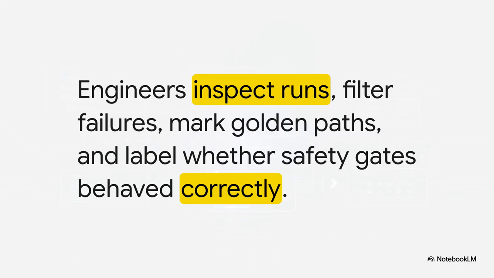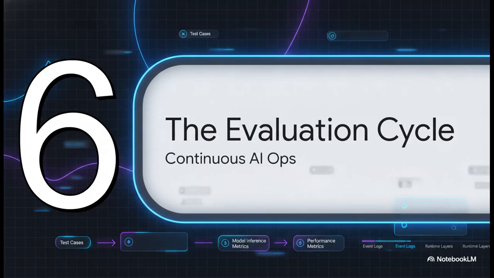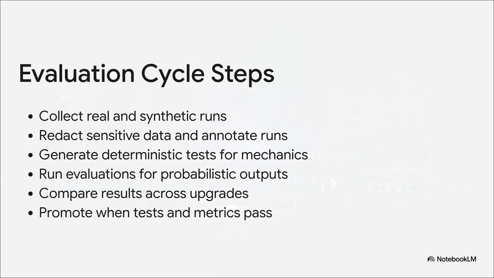You take all those findings and feed them straight back into your prompt edits, action refactors, and schema updates. Finally, part 6, the practical evaluation cycle, getting into continuous AI ops. Zooming out to the enterprise level for a second, let's see how this fits into continuous AI operations. Here is your practical evaluation cycle.